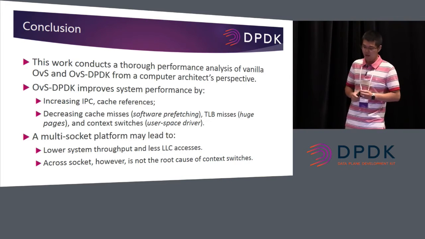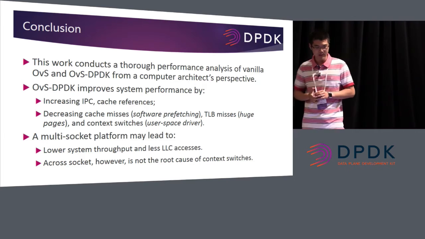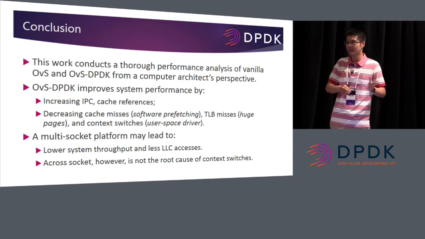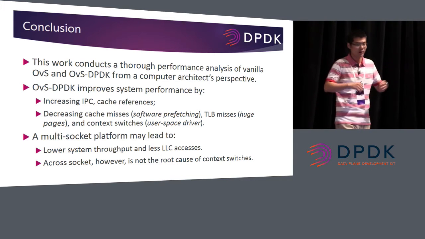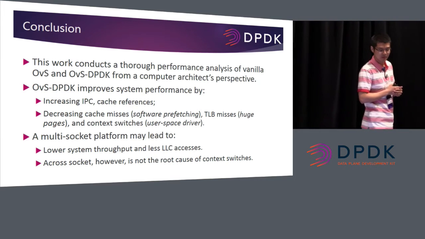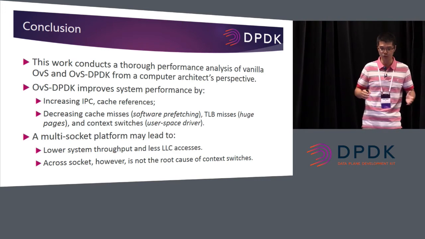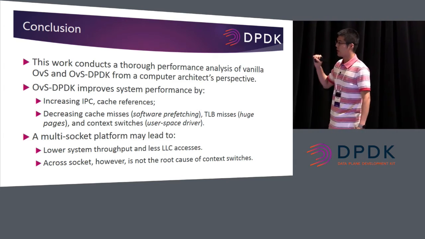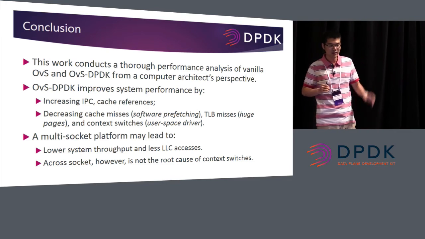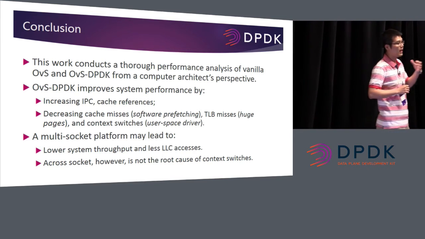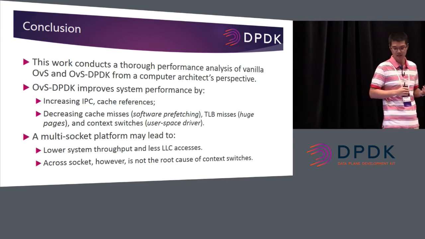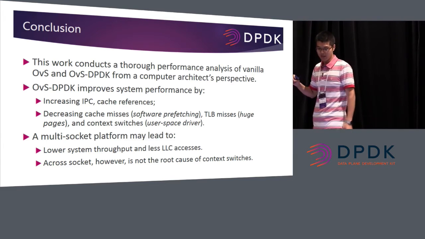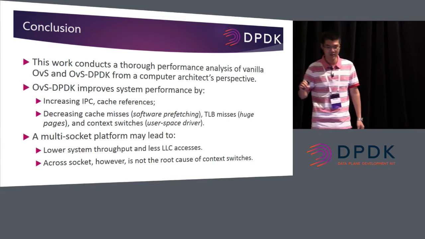So finally, in conclusion, in this work, we conduct a thorough performance analysis between vanilla OVS and OVS DPDK from a new angle. And we can see that OVS DPDK improves the system performance by first increasing IPC and increasing the cache references. And then it decreased the cache misses by utilizing the software prefetching mechanism, and also decreases the TLB misses by using huge page. And also context switches are less because of the user space driver.